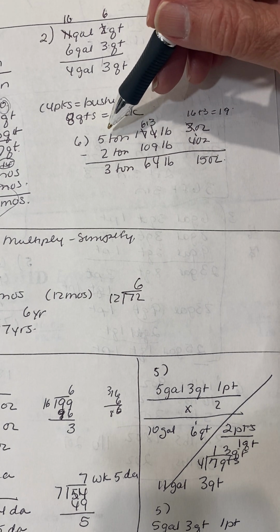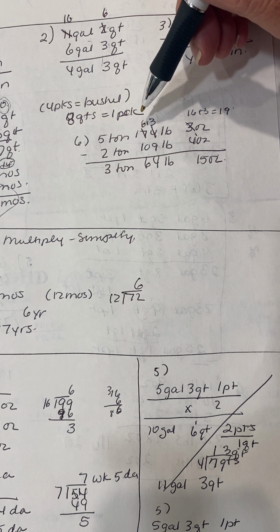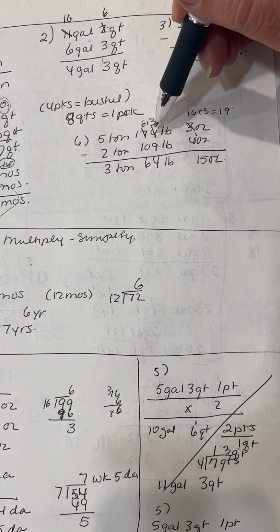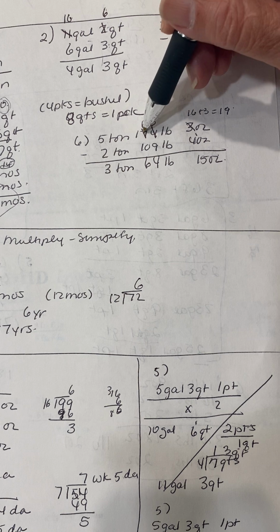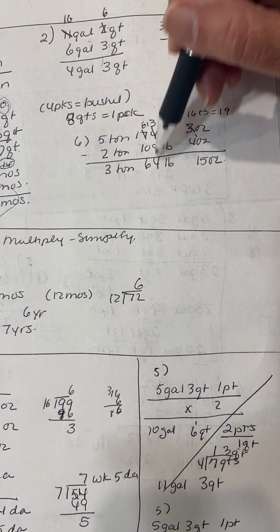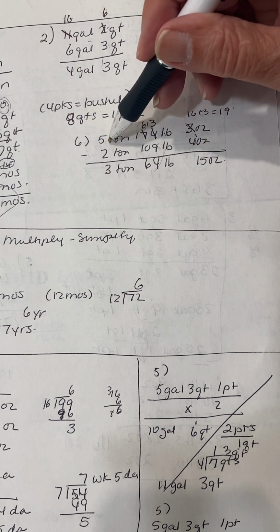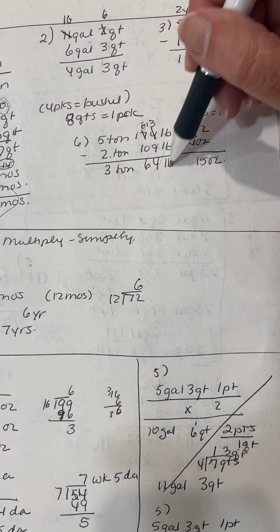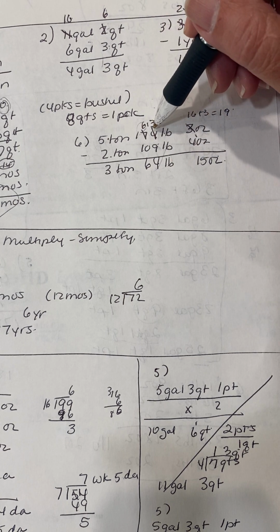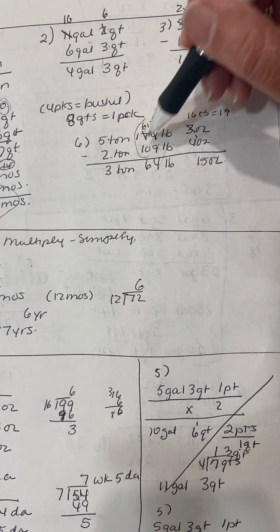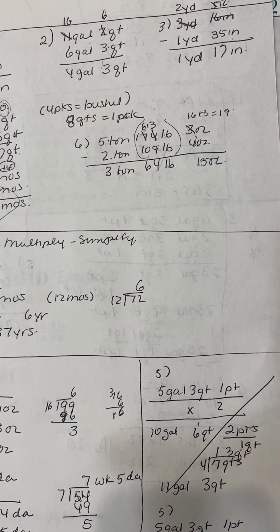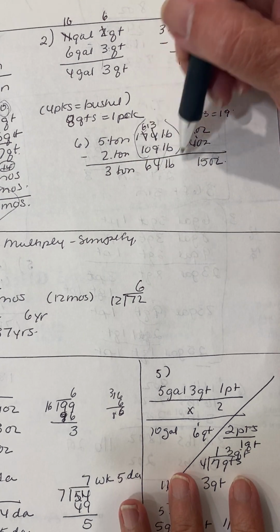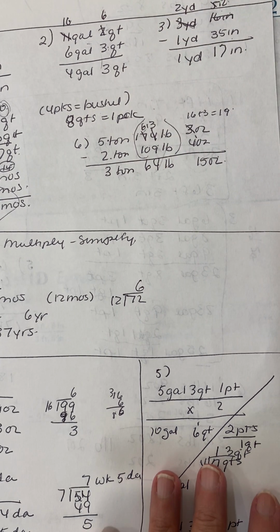So you have 5 tons. Here we actually just can, this one's 174 minus 109, so that's 64. We don't have to borrow anything there. And then 5 minus 2 is 3. So this one you just do regular subtracting, and you get 64 pounds.